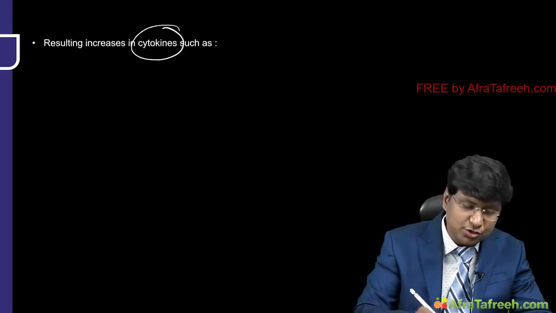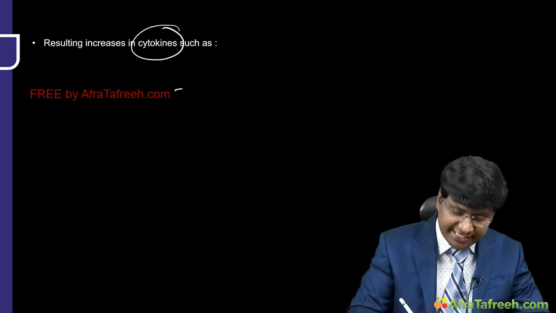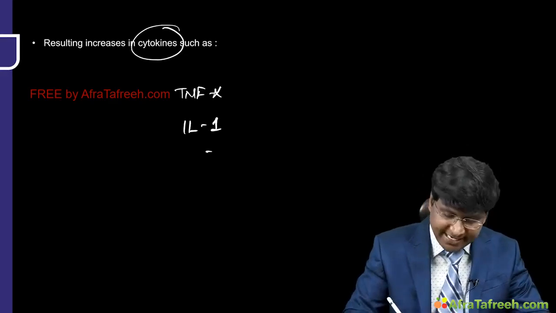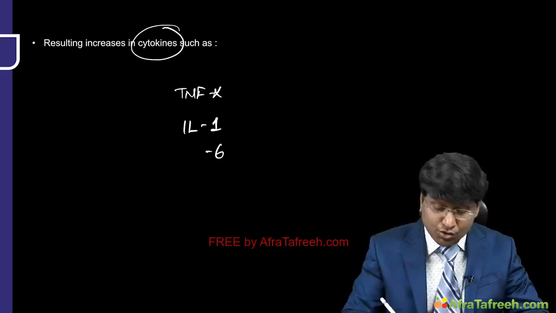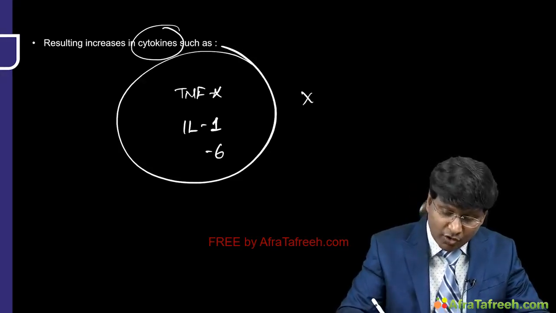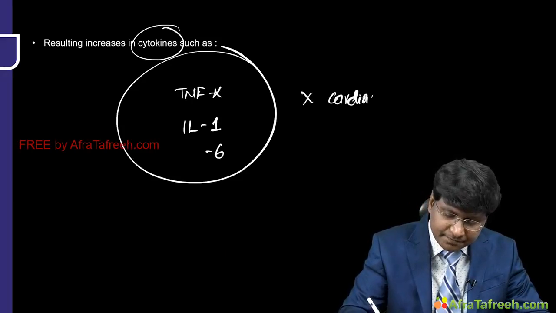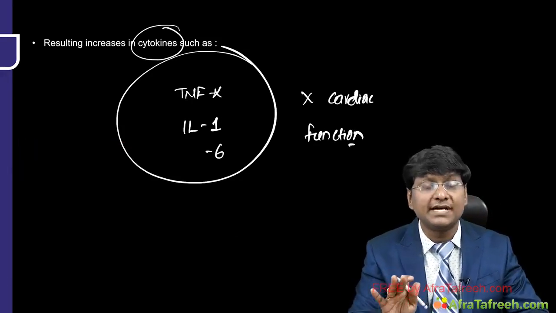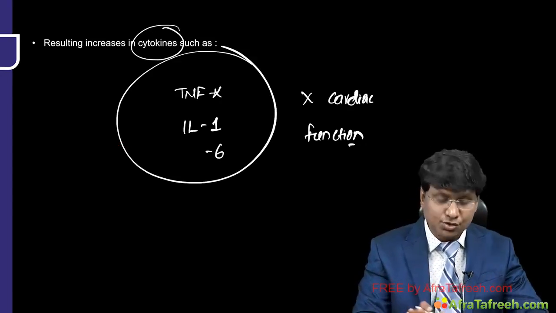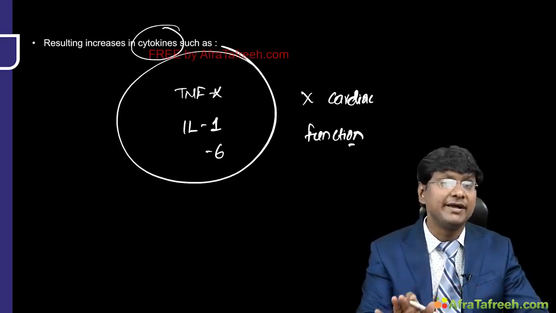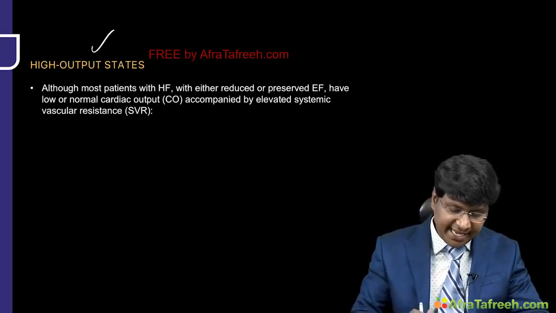Now there will also be release of the cytokines we have discussed. What are those cytokines? That includes TNF alpha, then interleukin 1, as well as interleukin 6. So these cytokines also cause progressive loss of the cardiac function, and that will also contribute to the development of cardiac cachexia, right? So this is about the cytokines, the gut wall edema, as well as the microbial flora. And lastly, the high output states.